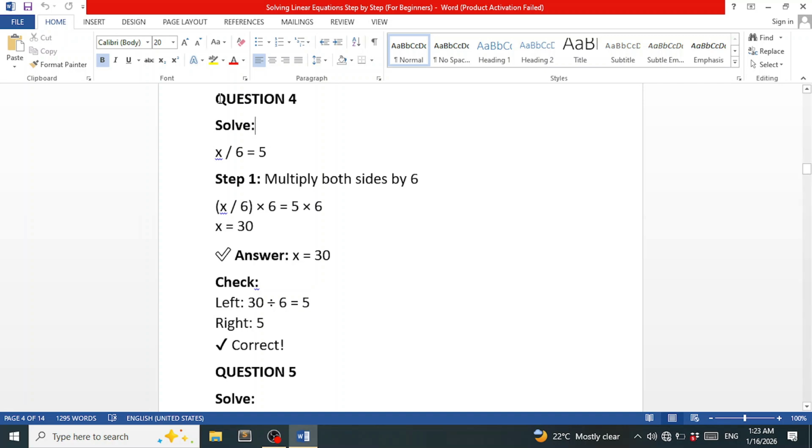Question 4 is stating this: solve x over 6 equals 5. In other words, x divided by 6 equals 5. Can you find the value of x? Can you solve for x? What do you need to do?